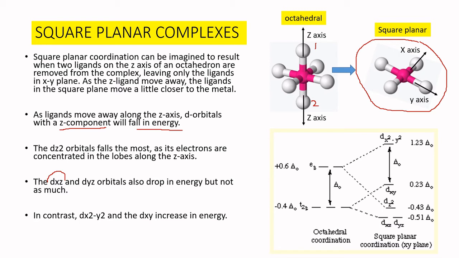Okay, and then in contrast, dx² minus y² and dxy increase in energy because these two orbitals are not connected to the z-axis. Okay, let's take a look at the original octahedral coordination. So this is octahedral coordination. When it becomes square planar, the dxz and dyz orbitals go to a lower energy level, and this dz² also falls to a lower energy level. Then the dxy from the octahedral coordination goes up above these two because it does not have any z-axis component, and then dx² minus y² will go up. So this is how a square planar d orbital splitting will look.